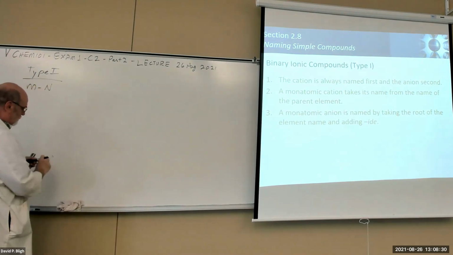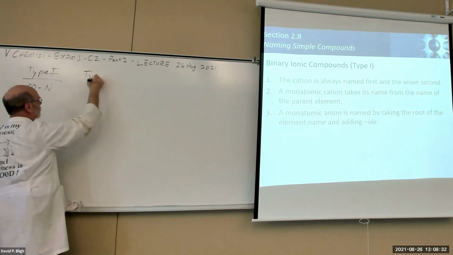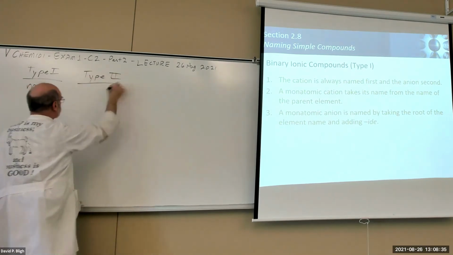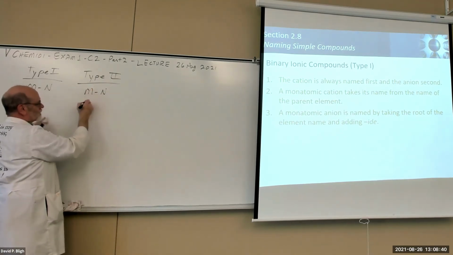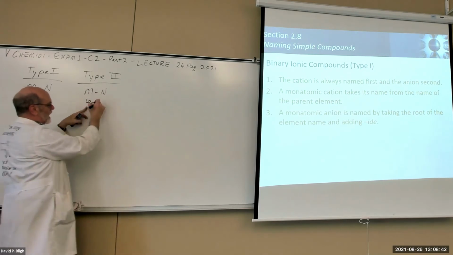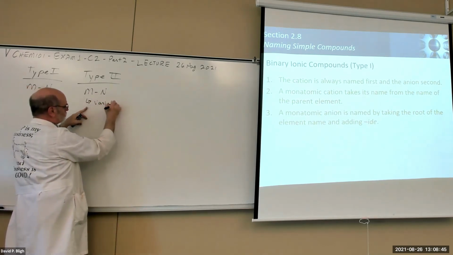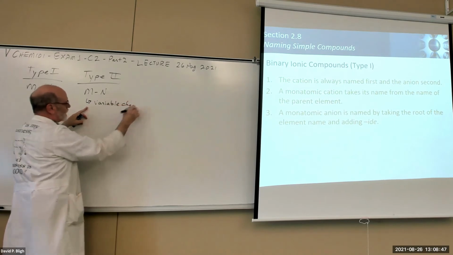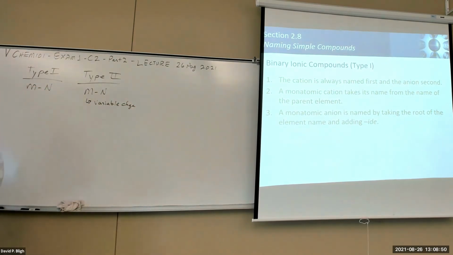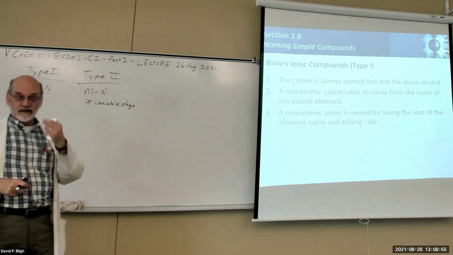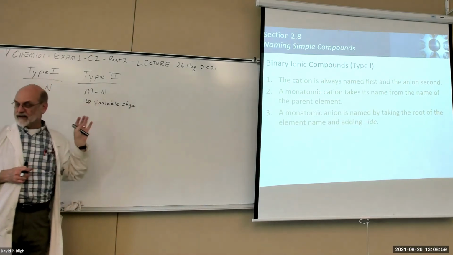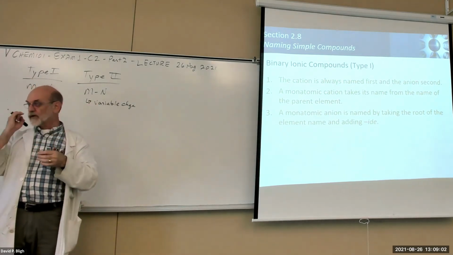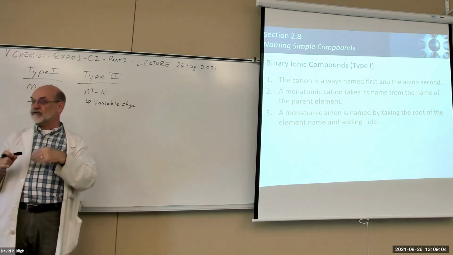Okay, that was a type 1. Type 2. The type 2s are also metal nonmetal. Except now, the metal can have a variable charge. Now that doesn't mean once you form the compound that the charge can change. Okay. Once it's in the compound, it's locked to a particular charge. It just means that when the compound is forming, it could be one of 2 or more different charges. You have to pick.